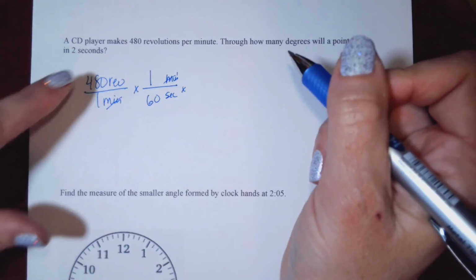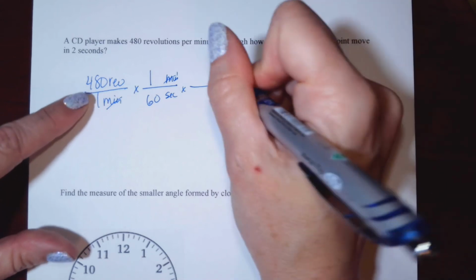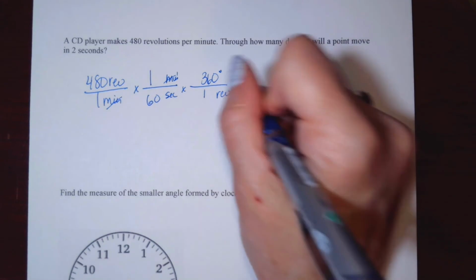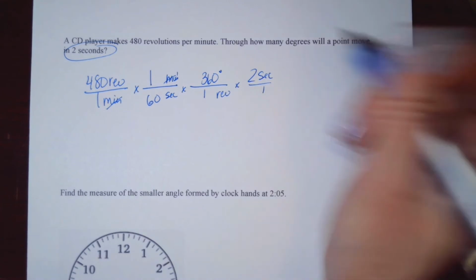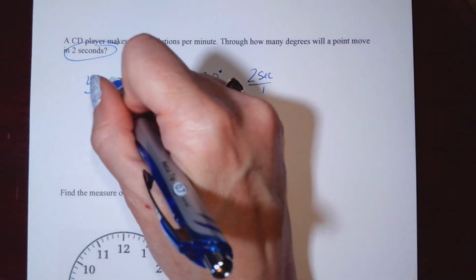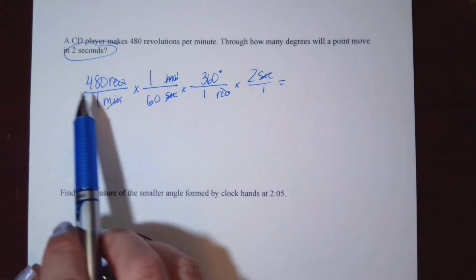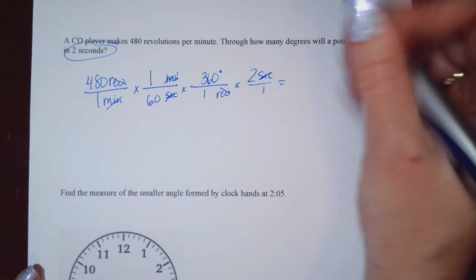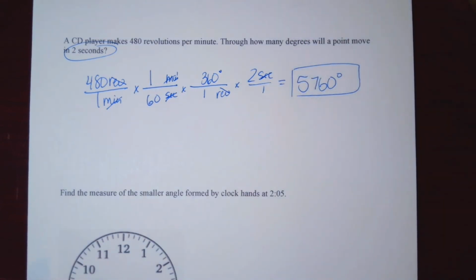I need to move from revolutions to degrees. So revolutions needs to cancel. 1 revolution is 360 degrees. And I'm interested in a length of time of 2 seconds. So that's going to be times 2 seconds just over 1. That cancels out seconds, and I'm left in terms of degrees. Multiply through my numerator, multiply through my denominator, and then divide that out. The point on my CD will rotate 5,760 degrees in 2 seconds.